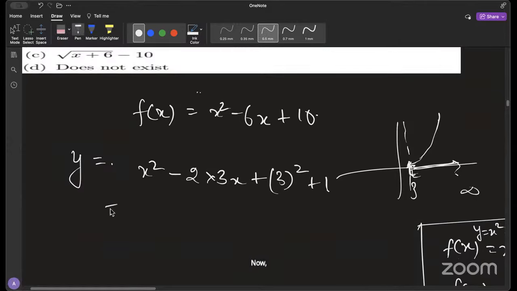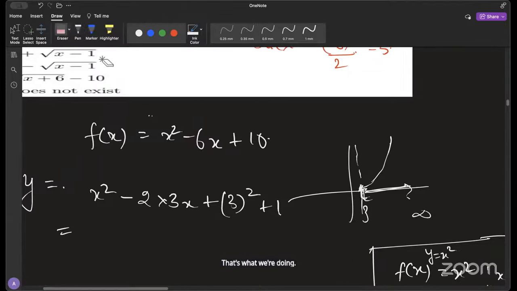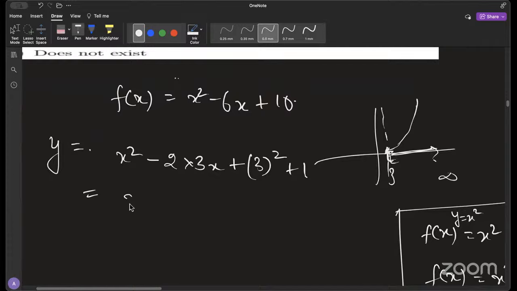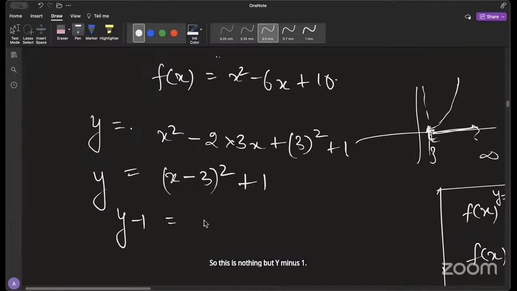Now this means we are just completing the square here, that's it. If you want to go from this form to the form y minus y naught equals (x minus x naught) squared, that means you'll have to complete the square here, right? That's what we're doing. So this will be (x minus 3) squared plus 1. And this will be y. So this is nothing but y minus 1 equals (x minus 3) squared.